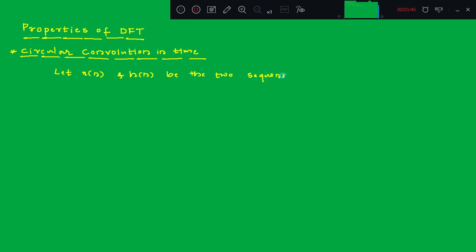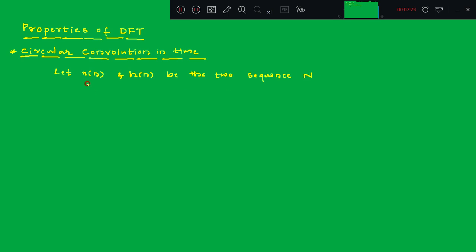and one thing you have to remember here is, for the circular convolution the length of the sequences should be the same. For both x of n as well as h of n, the length should be the same. Even if the lengths are not the same, you have to make their lengths equal by appending zeros, right? So this point you have to remember. So let x of n and h of n be the two sequences having length capital N.